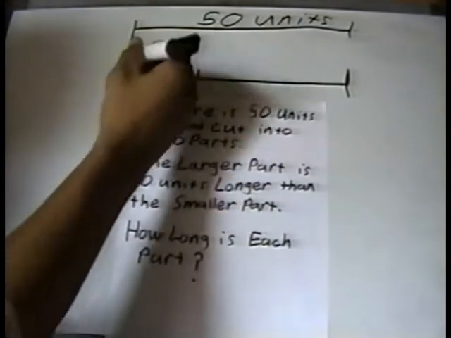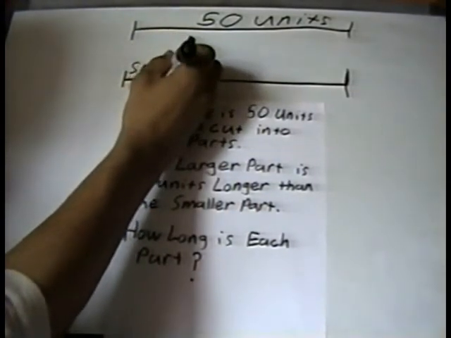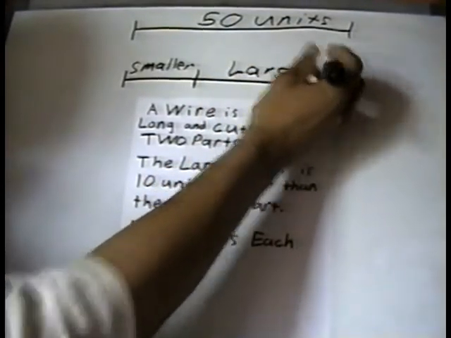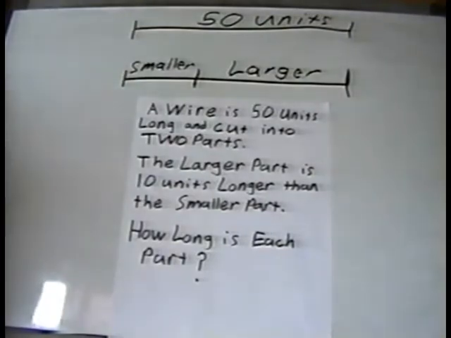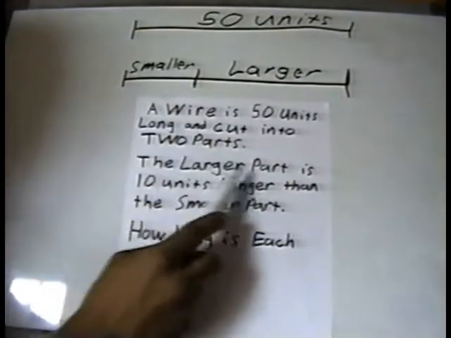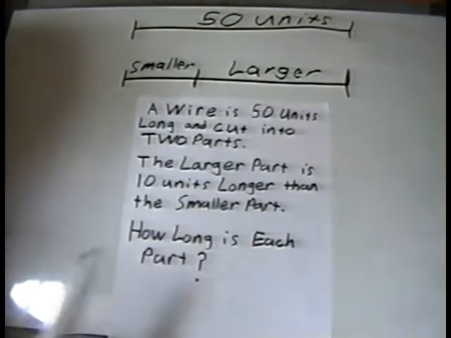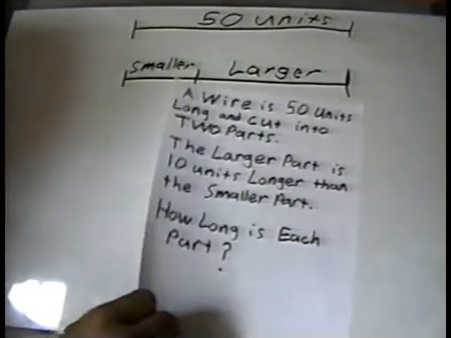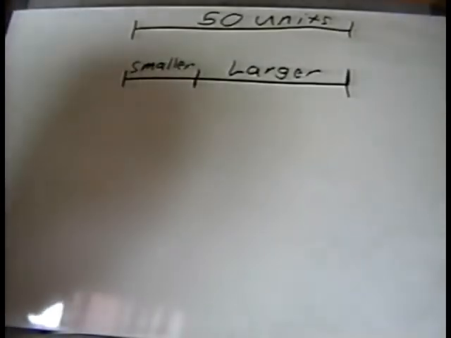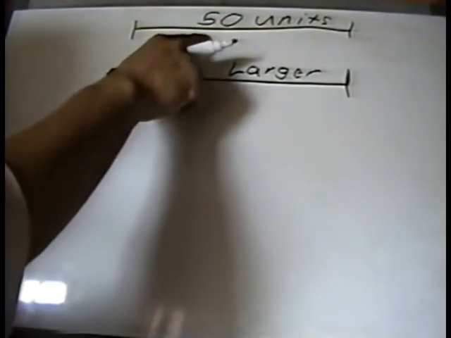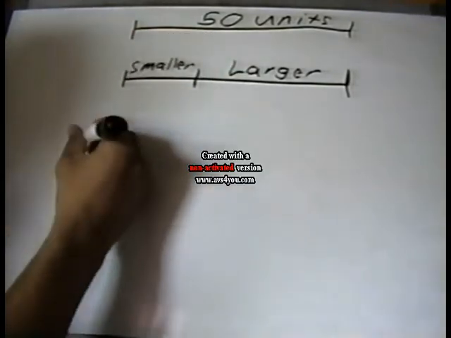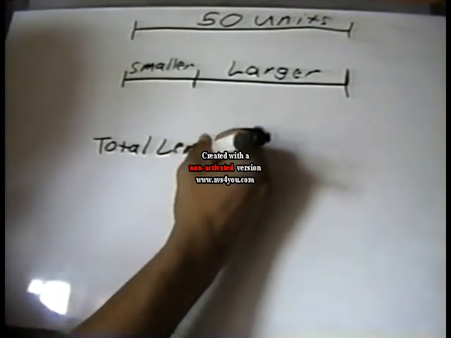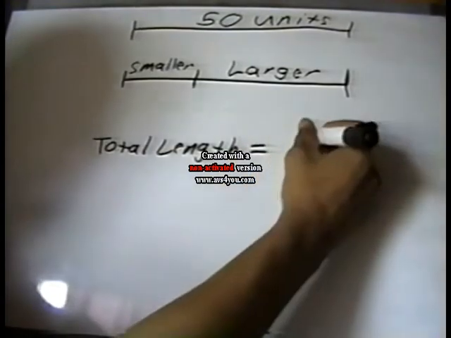Now, here it says the larger part. Then it says the smaller part. So we know the 2 parts are not equal. So we wouldn't draw a line in the middle. We would put a marking on our line such that we have the smaller part and the larger part. So here we have the smaller part, and here's the larger part. The larger part is 10 units longer than the smaller part. So they say, how long is each part?